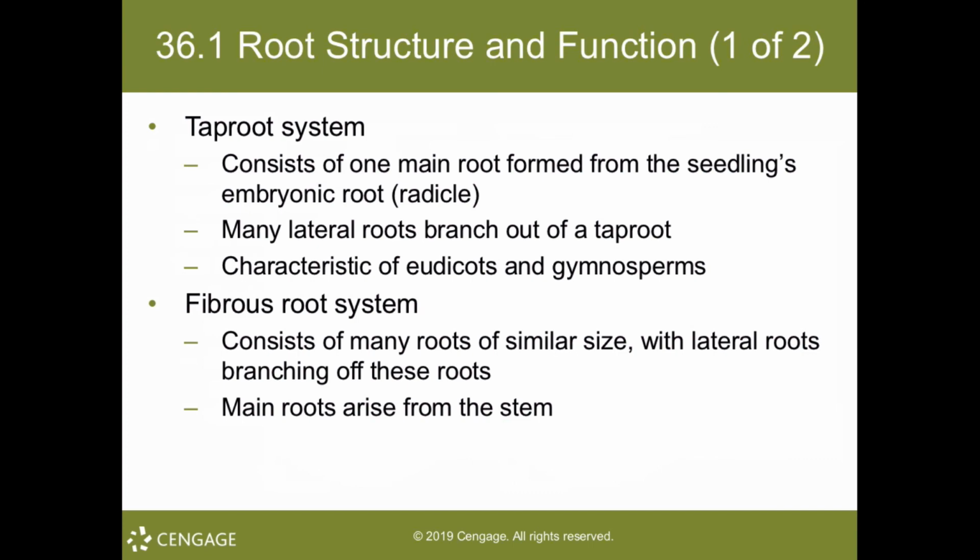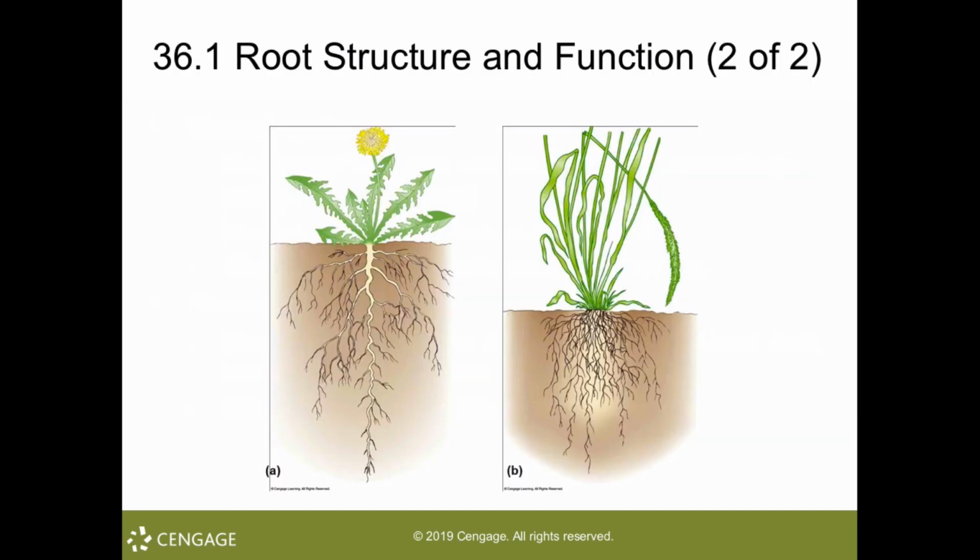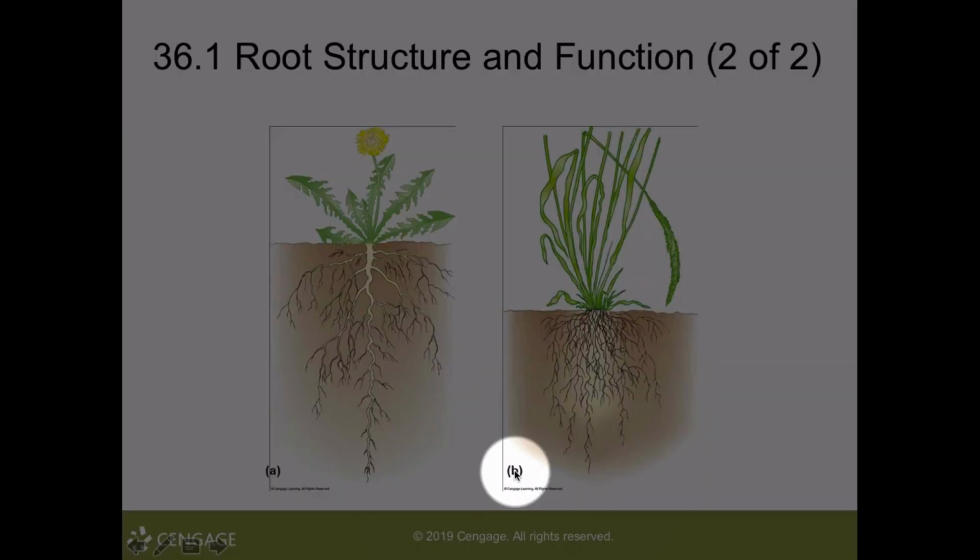For example, what we have here is the dandelion, the hickory. Most young trees have a taproot and very large lateral roots. The fibrous root system has several roots developing from the stem with lateral roots. Just moments ago, you were shown what is called the taproot system here at A. We're now at 36.1b, looking at the fibrous root system.